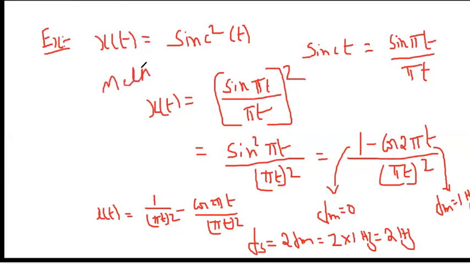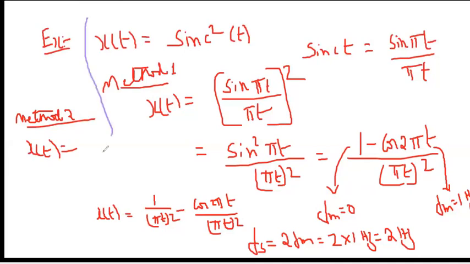That is method 1, the first one. You can take the second method, method 2, my dear students. Directly we can write it as sinc square t. The x of t is equal to sinc t into sinc t, the square of the sinc.